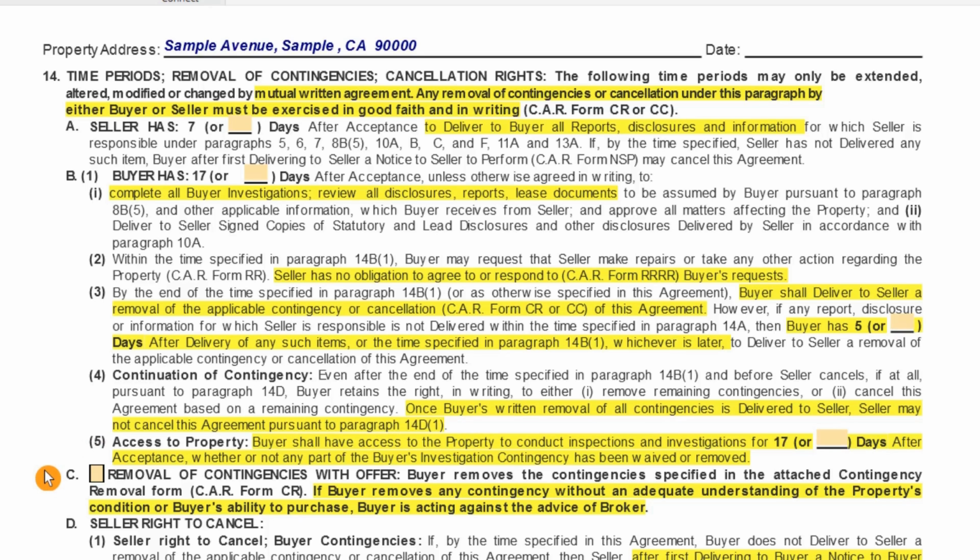14c discusses the removal of contingencies with the offer. If the buyer wanted to, they could actually submit an offer and remove the contingencies right here. So it would be an offer with no contingencies. There may be some time when that would make sense, but normally I wouldn't recommend that because the buyer is leaving themselves wide open. You might run into a situation where the seller is demanding that, but in that case, buyer beware.